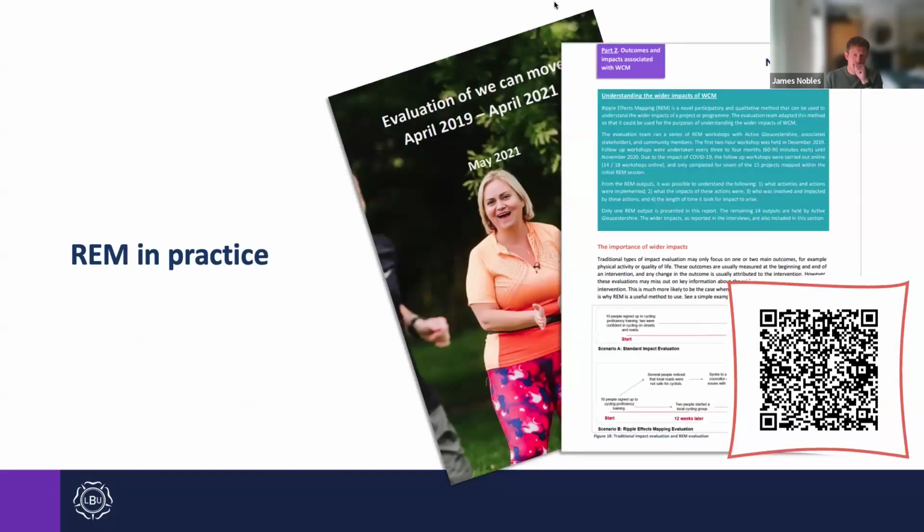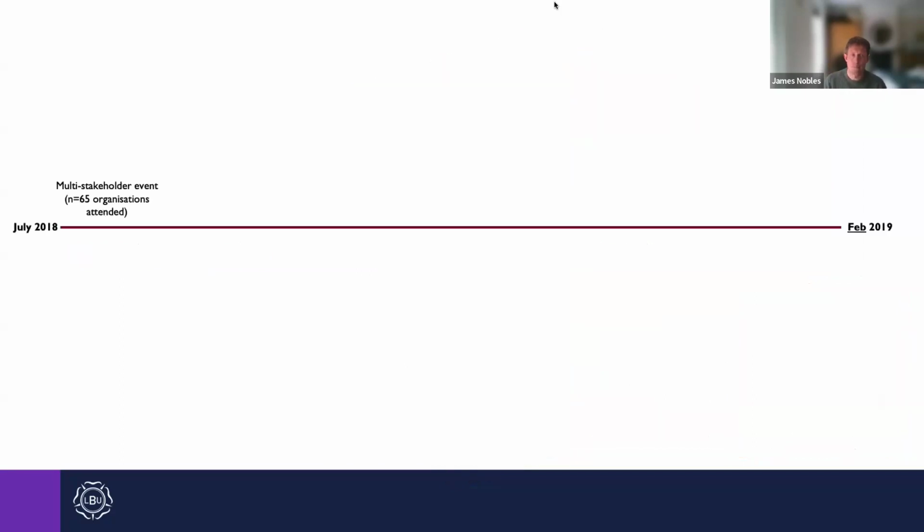So just to walk through a finalized example before drawing this to a finish, I started using ripple effects mapping initially when trying to evaluate a community building initiative in Gloucester City. This initiative started by bringing together 65 different organizations who were interested in trying to improve the local environment so that it was more supportive of the health and well-being of their population.